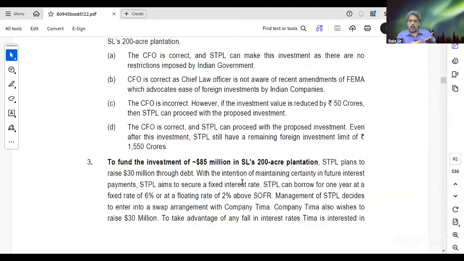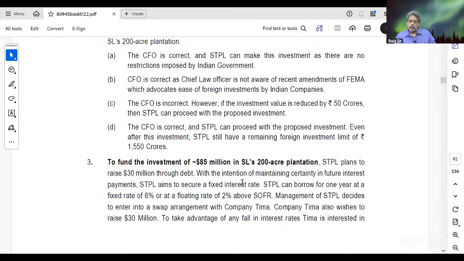SOFR, the Secured Overnight Financing Rate. Like a prime lending rate plus something. The SOFR is like basic rate plus some extra percentage where the loan is given by a banker to a corporation, to a company, because there is a risk of default. That is why they add some percentage. How much is SOFR plus 2%?